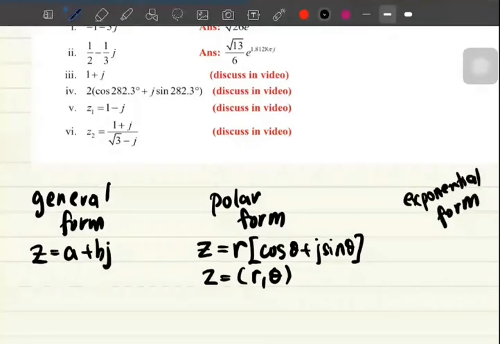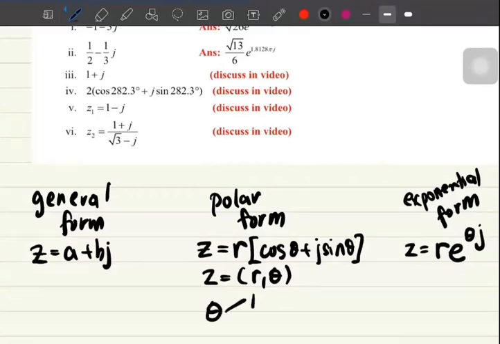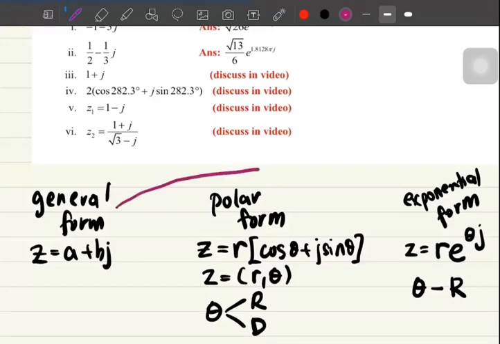So exponential form, Z is equals to R exponent theta J. For polar form, theta can be in radian, can be in degree. But for exponential form, theta must be in radian. So now you should be able to convert from general form to exponential form, or from polar form to exponential form. Awak kena tahu ni.